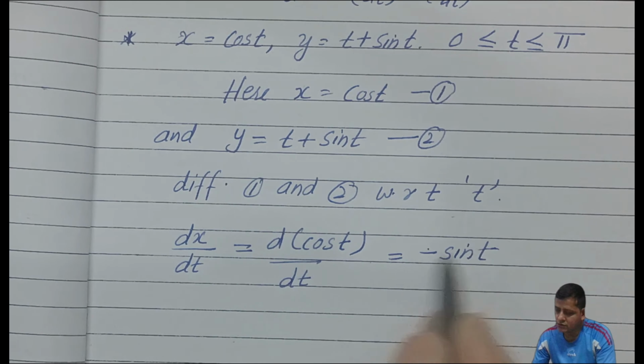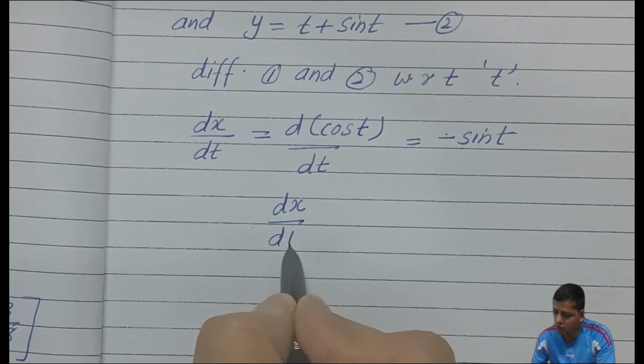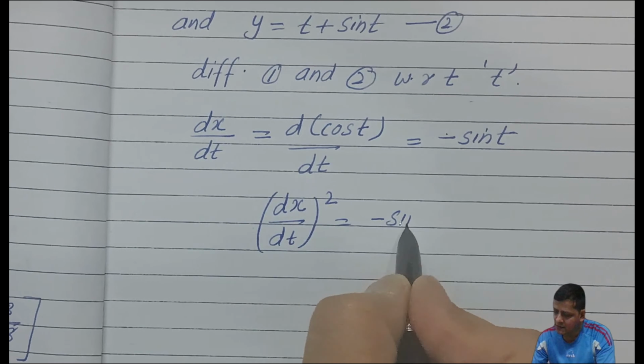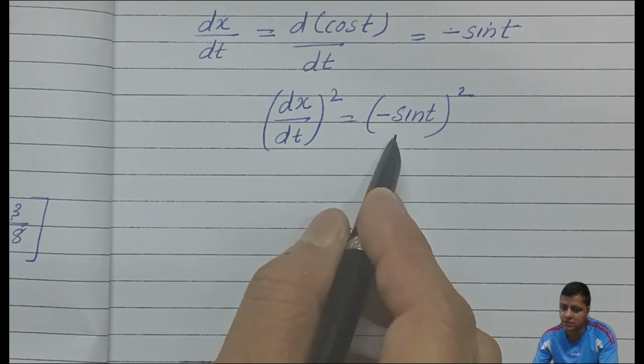If you go for squaring this, then this also becomes a square, because we need it in the form of a square in the formula. So we can write (dx by dt) whole square is equal to (minus sin t) whole square. So that's what we got. We have to substitute this in the equation, but let's get the other one first.